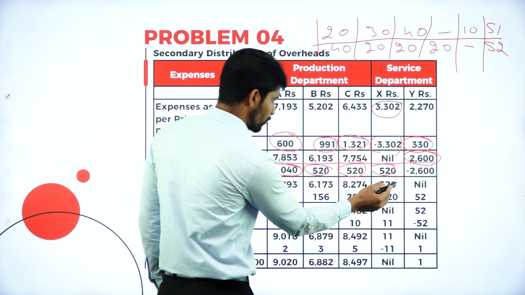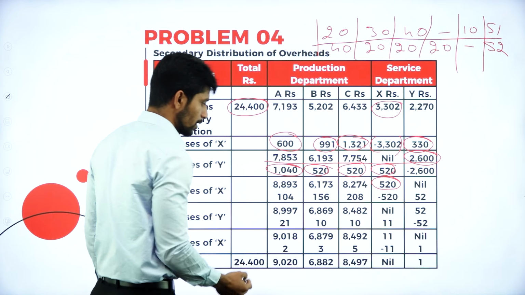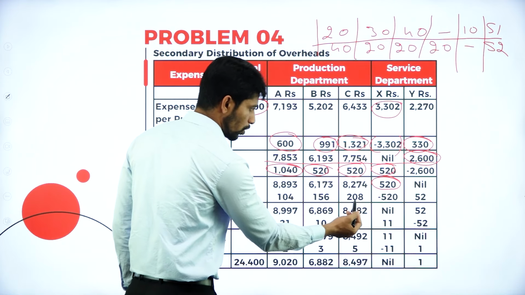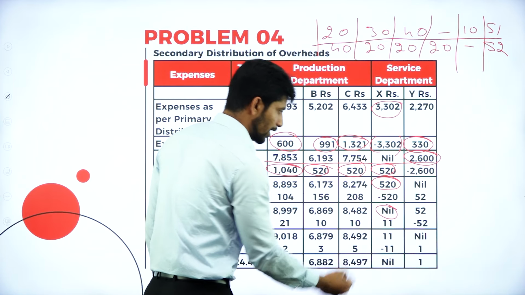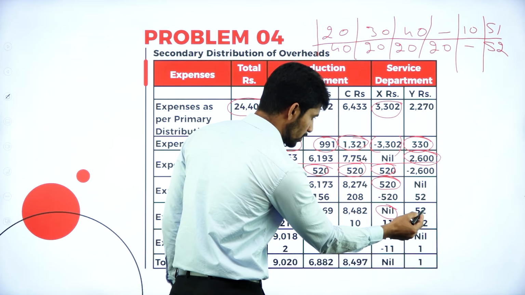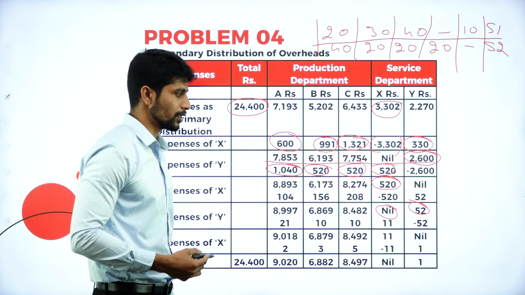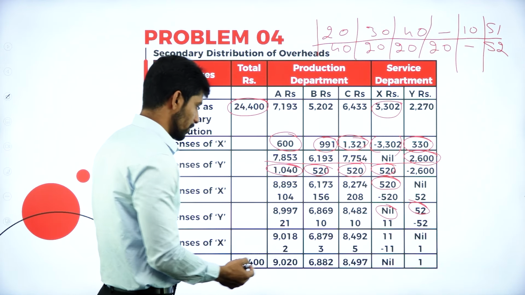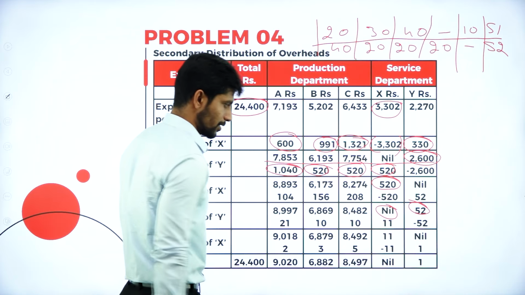Okay. So now you have 520 rupees here. Distribute this 520 among other departments. You will get 104, 156, 208, 52. Here deduct this 520, here gets nil. Now distribute this 52 rupees among other departments. So 21, 10, 10, 11, here you are supposed to minus it.